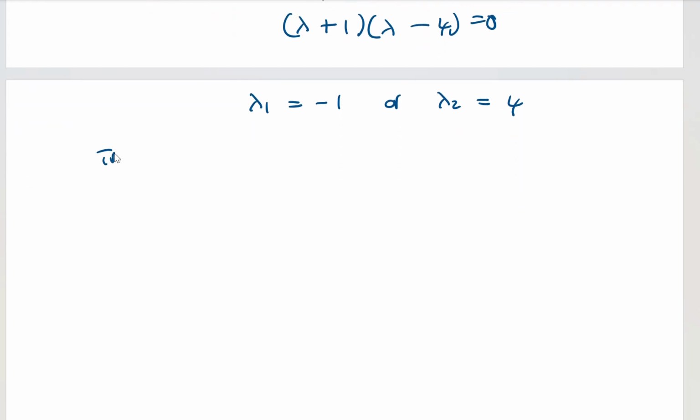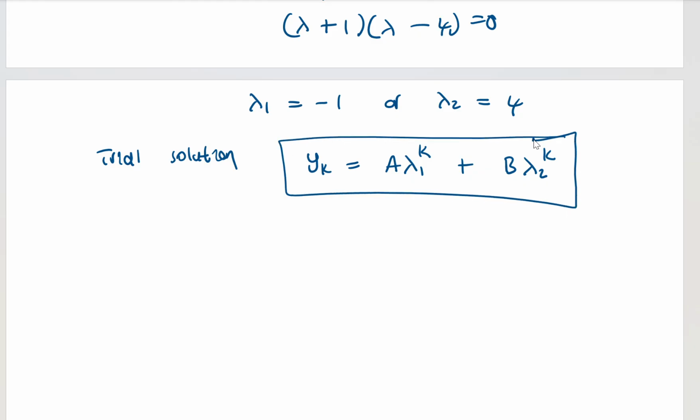Remember what we said? We said our trial solution was given by y sub k is equal to a lambda to the power of k. Now, since I've got two values of lambda here, I must extend this to be lambda to the power of k, but I'm going to have two values of lambda, so I must say lambda 1, lambda 2. So this form here will give me my complementary solution or my general solution. So you can even replace this y sub k with y sub c, so that we are dealing with the complementary solution. So for you to find the complementary solution, y sub c is equal to a lambda 1 to the power of k plus b lambda 2 to the power of k.